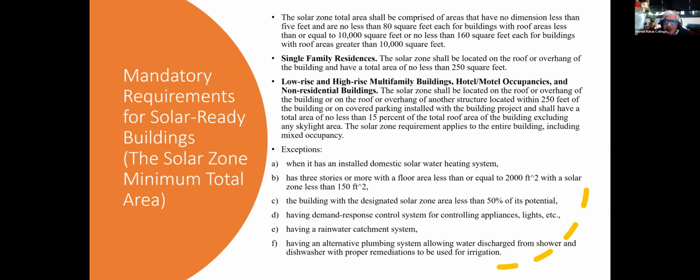For low-rise and high-rise buildings, hotel, motel occupancy, and non-residential buildings, again that is 250 square feet of the building, or it could also be a parking lot installation. They can meet this requirement if the parking lot has shading with solar panels. In a lot of areas you can see these kinds of solar panels these days.